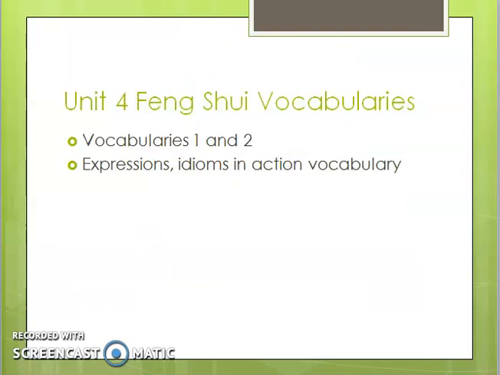As in the 3rd unit, we have unit number 4, Feng Shui vocabulary. As well, you have to study these vocabularies, guys. We have 1 and 2. There are not as many as the first one, but it includes the expressions, idioms, and action vocabulary. It is important since these words or phrases come in the exam. So please take advantage of the studying.